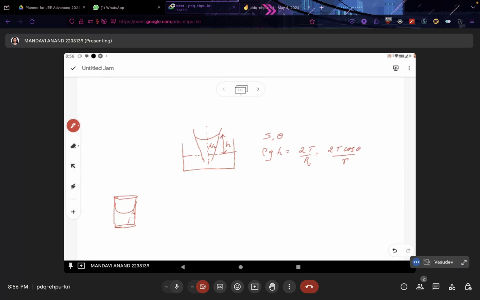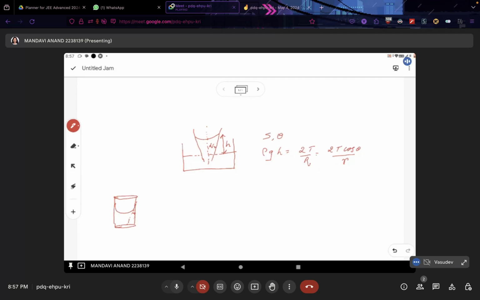We know that h is equal to 2T by r rho g, right? Now, if they're long enough, I think R will eventually be the same. But given to you over here, no wait, radii, sorry, that was the wrong assumption. They have different radii. How does the radius of the meniscus depend?